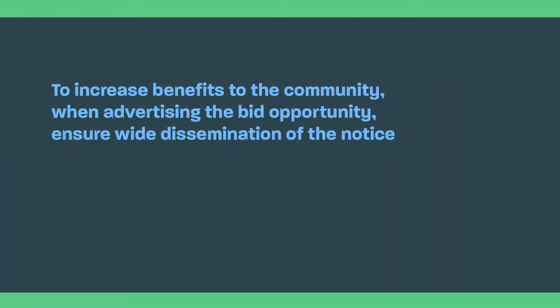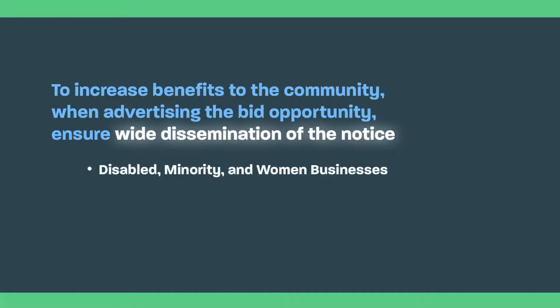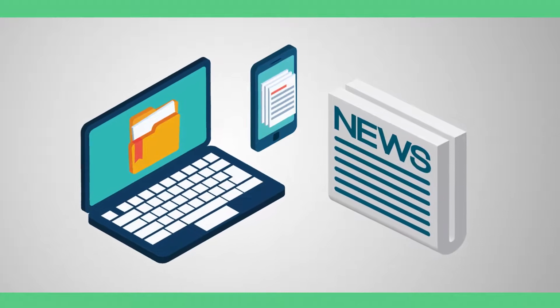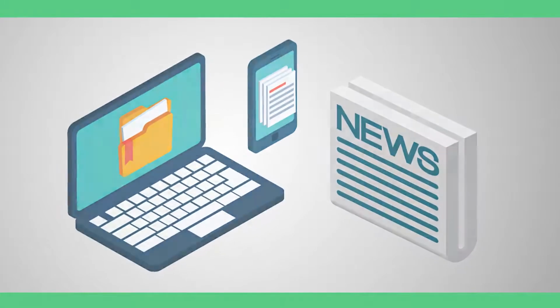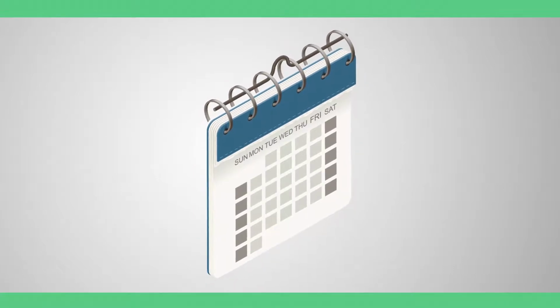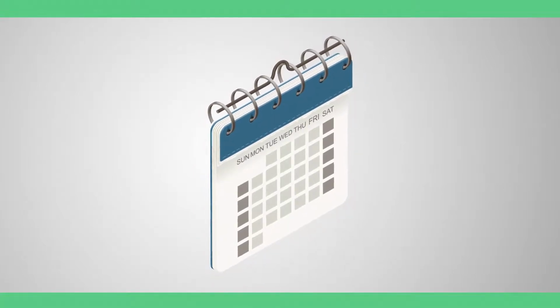To increase benefits to the community, when advertising the bid opportunity, ensure wide dissemination of the notice and that you are reaching disabled, minority, and women business enterprises and local contractors, including certified Section 3 contractors. Often, grantees will advertise in local newspapers, construction publications, state and local websites. Make sure to advertise far enough ahead of time so contractors have time to prepare their bids.